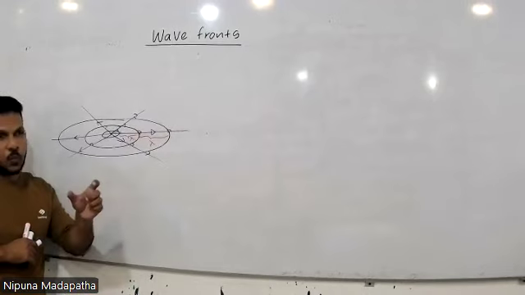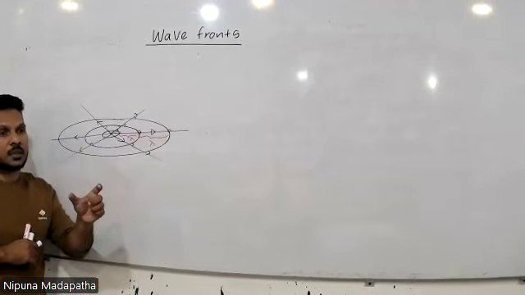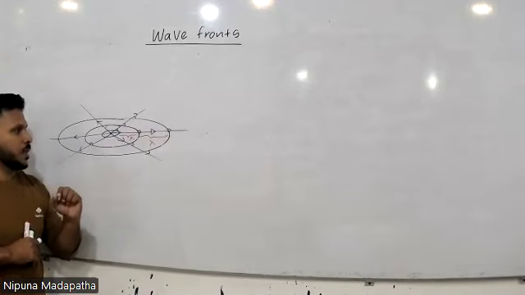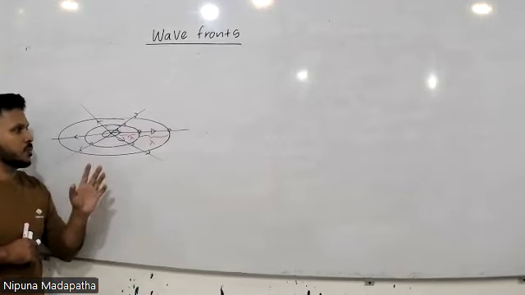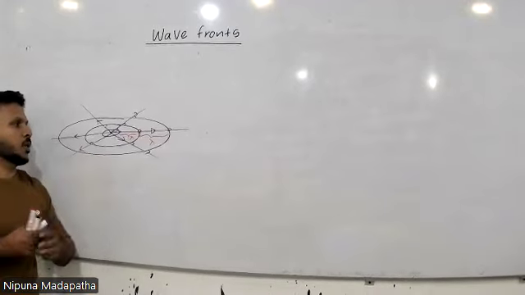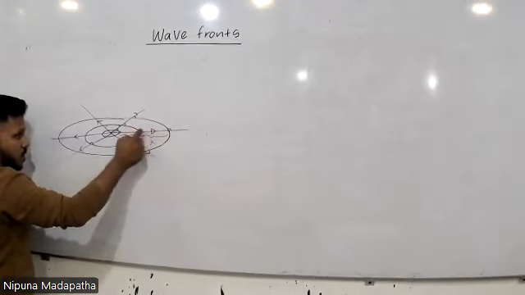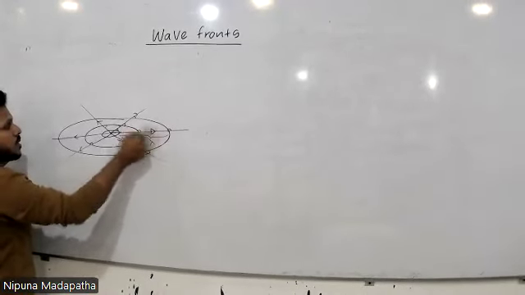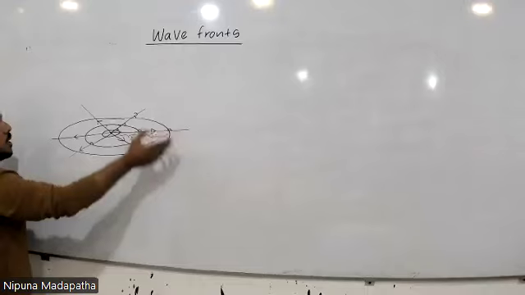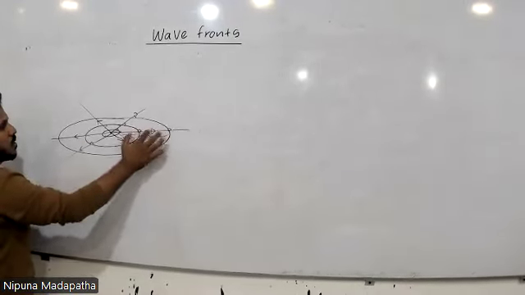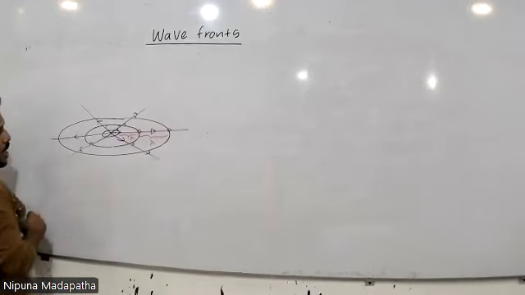So if you want to draw the wavefronts, you need to pick particles such that the phase difference of the particles in two adjacent wavefronts is 2 pi. And also the separation between two adjacent wavefronts should be lambda.